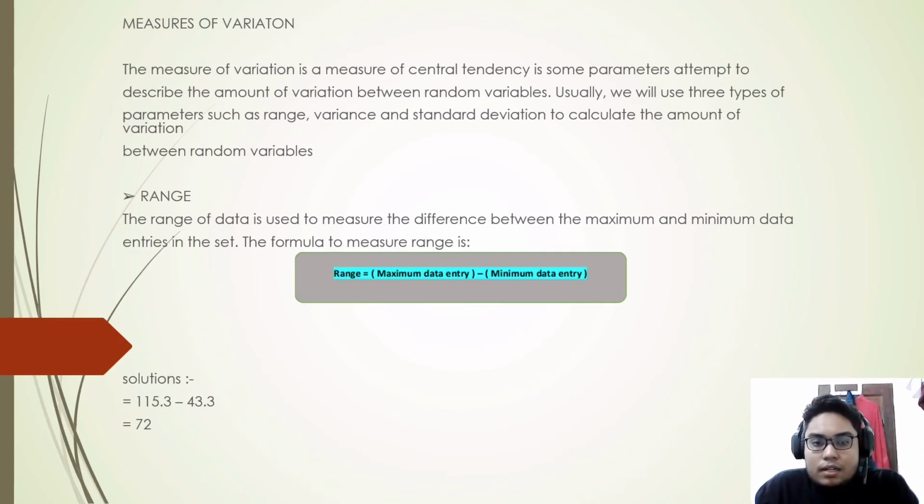Usually, we use three types of parameters, such as range, variance, and standard deviation, to calculate the amount of variation between random variables. In the measure of variation, we calculate the range first. The formula of the range is maximum data entry minus minimum data entry. For example, 115.3 minus 43.3, so the range is 72.